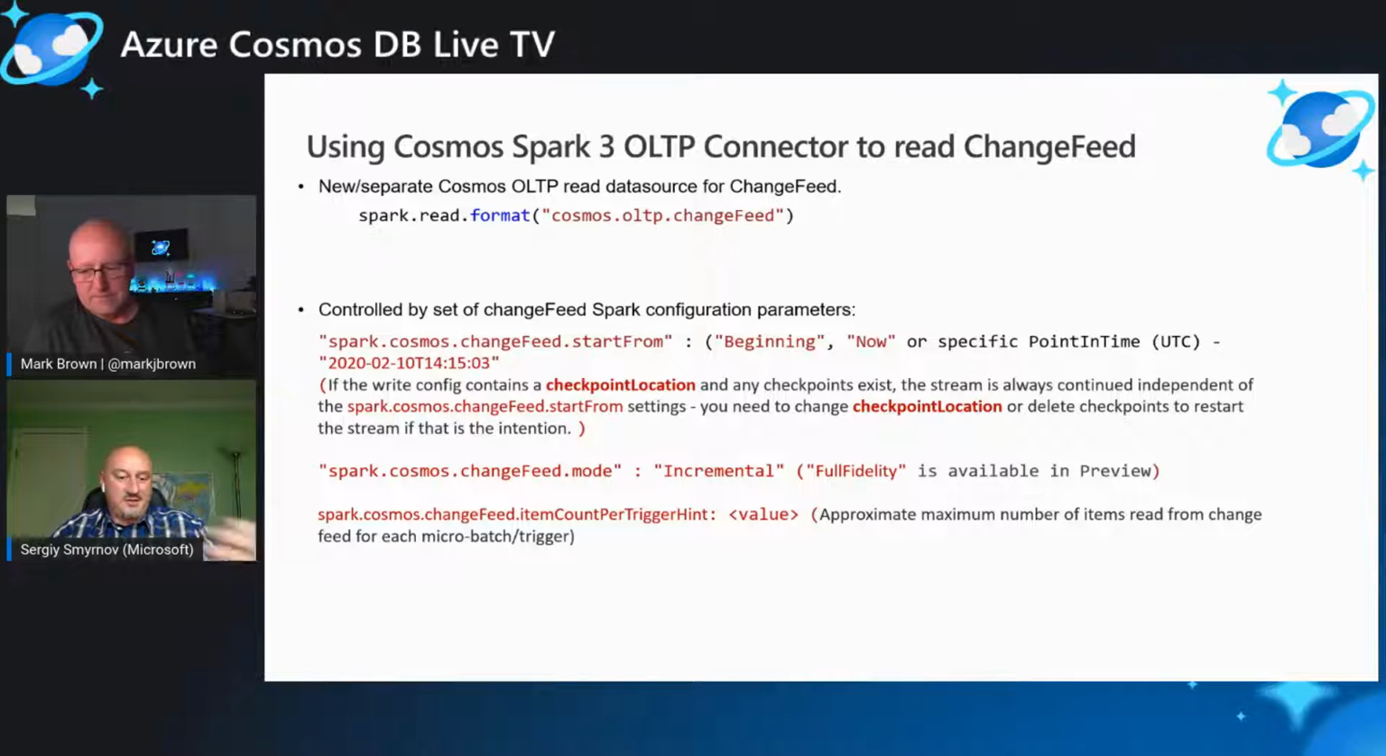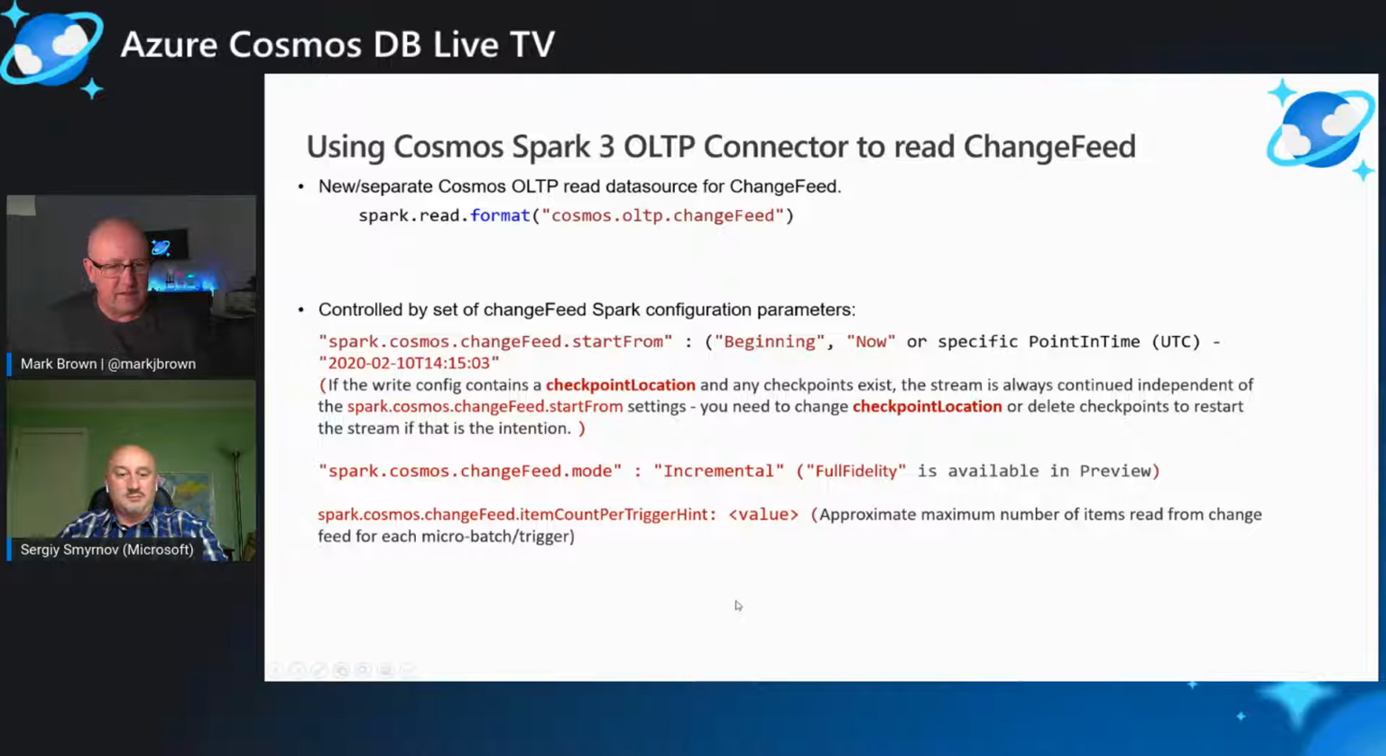Yes, and then we have control of one of the change feed internal parameters, exposed here: change feed item count per trigger hint, to define the number of items for each microbatch trigger to pull.